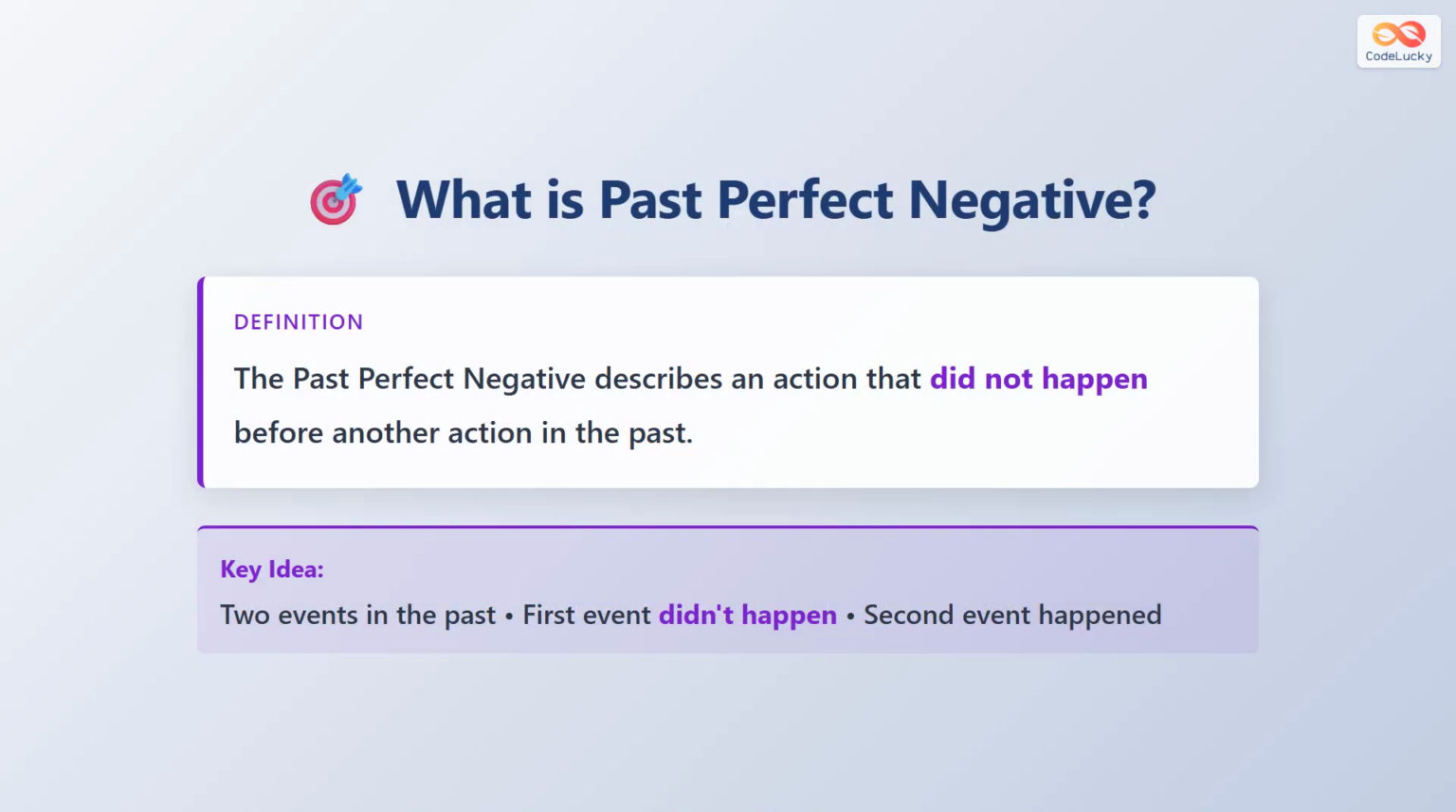The past perfect negative is a verb tense that describes an action which did not happen before another action in the past. It shows that something was not completed or did not occur before a specific moment in the past. For example, if someone arrived at a party, but you had not eaten dinner before they arrived, you would use the past perfect negative to express this idea.